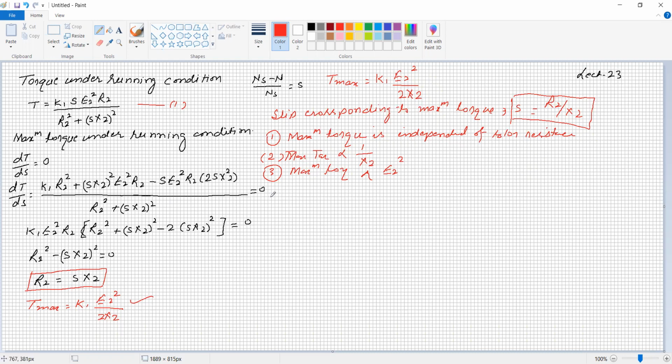The fourth point is very important. The speed or the slip at which the maximum torque is obtained is determined by the relation S is equal to R2 upon X2. It means that the maximum torque remains constant; only the occurrence of maximum torque can be changed, merely by changing the resistance R2. This is not possible for the squirrel cage induction motor, whereas in the slip ring induction motor we have a facility to change the resistance.